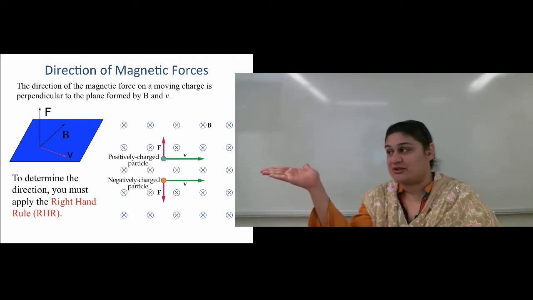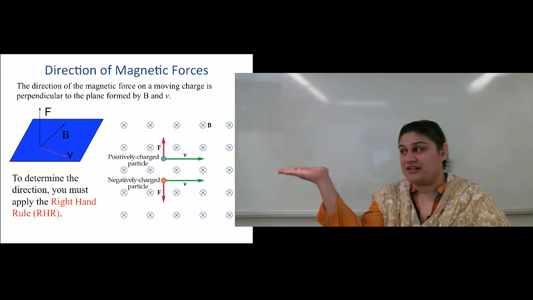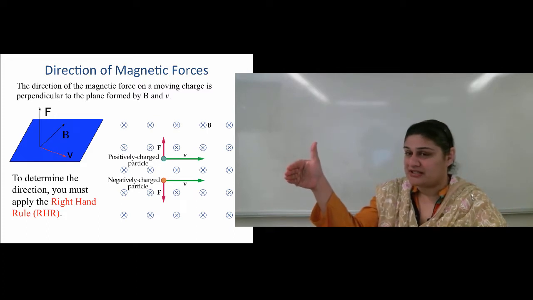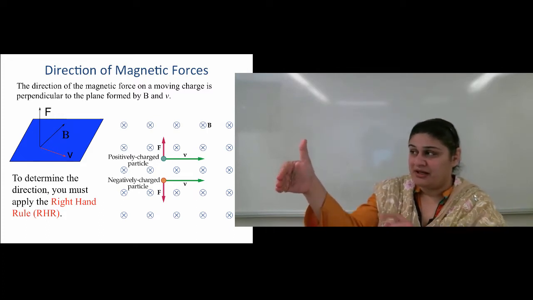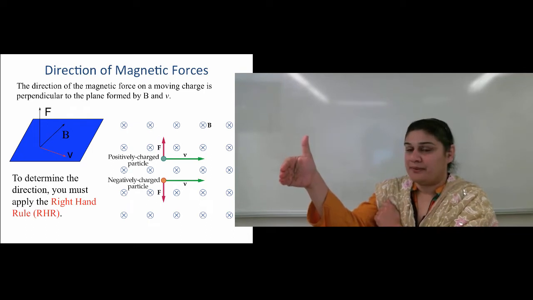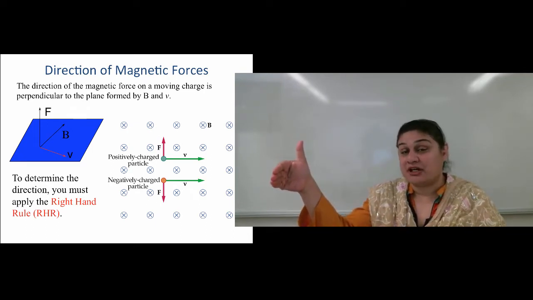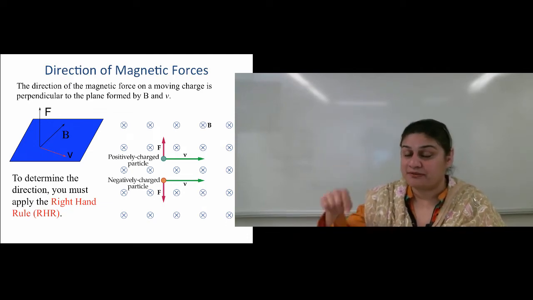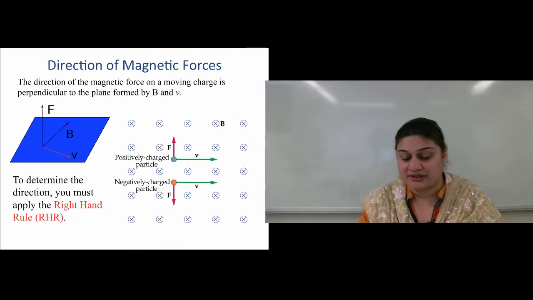So in this case, the velocity vector is that way, and the B field is going into the page. How do I draw it into the page? Like this. So my B field is going that way. What is the direction of the force? Going up. That is for a positive charge. Now for a negative charge, what you need to do is put a minus sign with the force, so the force will be going downwards.